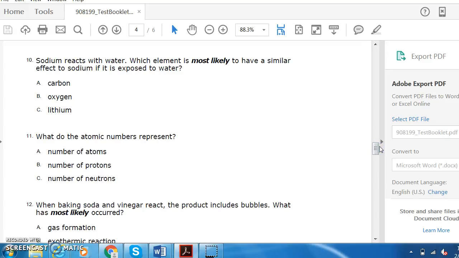Number 10. Sodium reacts with water. Which element is most likely to have a similar effect to sodium if it is exposed to water? A. Carbon. B. Oxygen. Or C. Lithium.